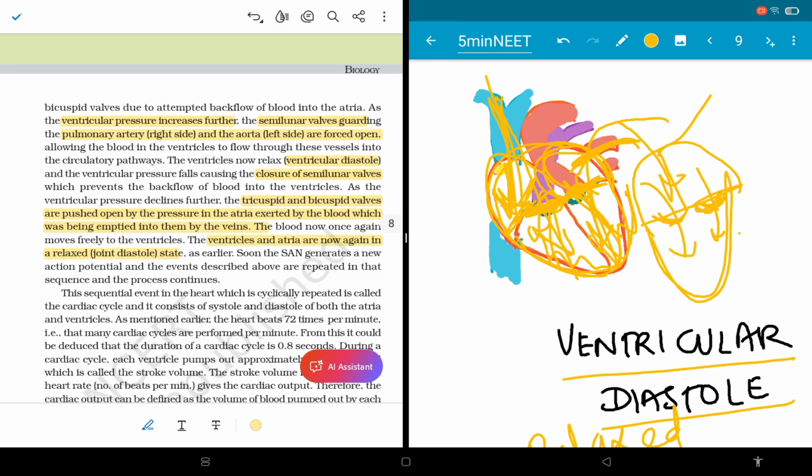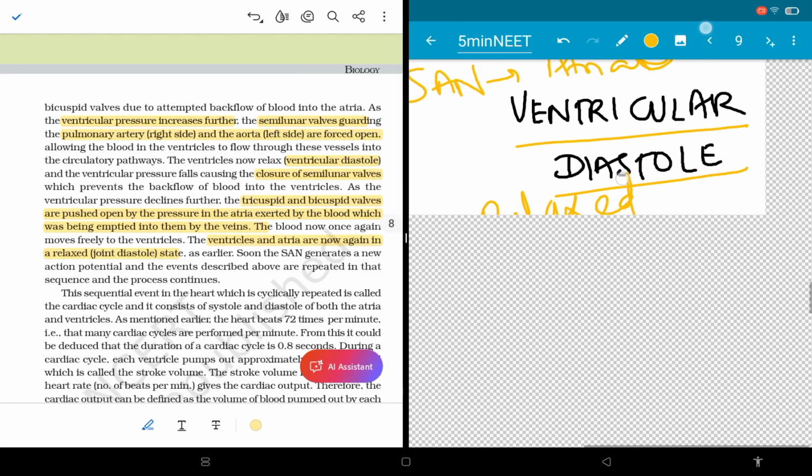Soon now again the SAN node generates an action potential. What will happen if the SAN node generates atrial systole? After atrial systole, the remaining blood will be pushed by force into the ventricles and the same process will repeat. Atrial systole, then ventricular systole, and ventricular systole will coincide with your atrial diastole. Then the ventricle will also get relaxed, ventricular diastole. So again joint diastole and everything happens again. Soon the SA node generates, and the events described above are repeated in sequence and the process continues.